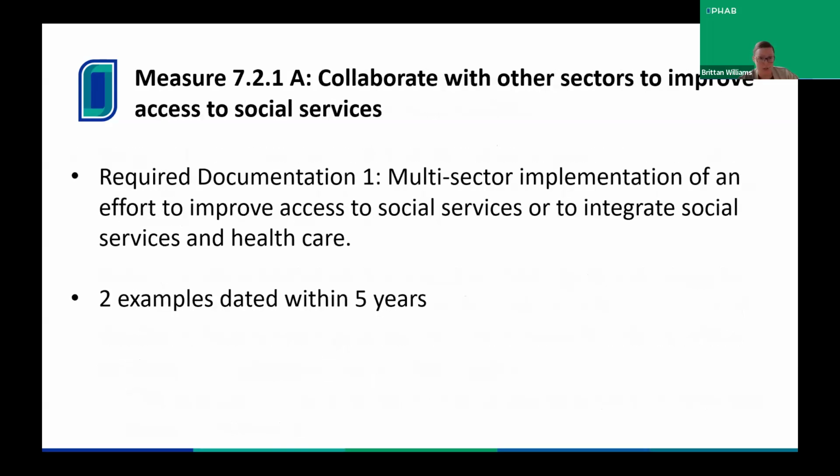The third measure is 7.2.1, which is to collaborate with other sectors to improve access to social services. And there's one required documentation for this measure that calls for 2 examples that must be dated within 5 years. Required documentation 1 calls for multi-sector implementation of an effort to improve access to social services or to integrate social services and healthcare.